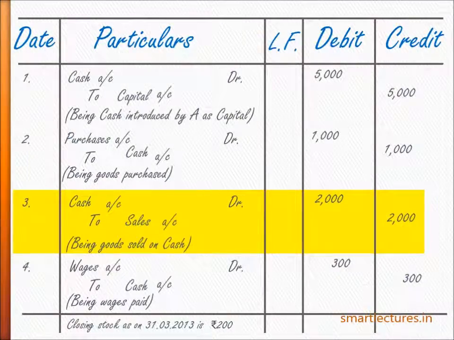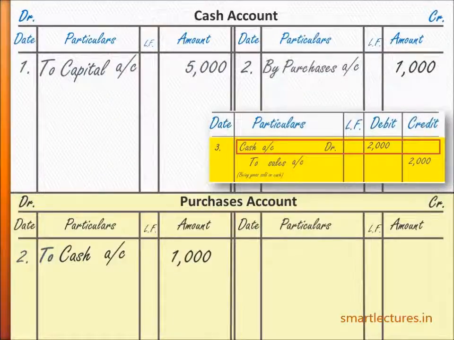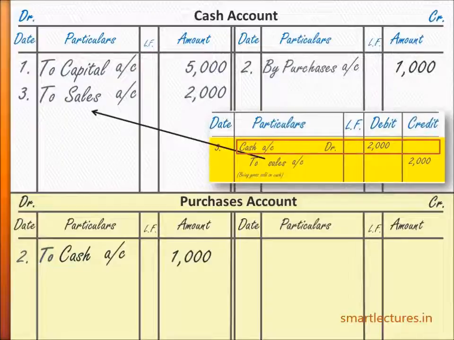Now journal entry number 3, cash account debit to sales rupees 2,000. Cash account debit rupees 2,000 means debit cash account. Come to the cash account and debit cash account by rupees 2,000. It means write down rupees 2,000 on the debit side, and the date will be 3 and the narration will be "To sales account", because when cash account was debited, the opposite account was sales account.